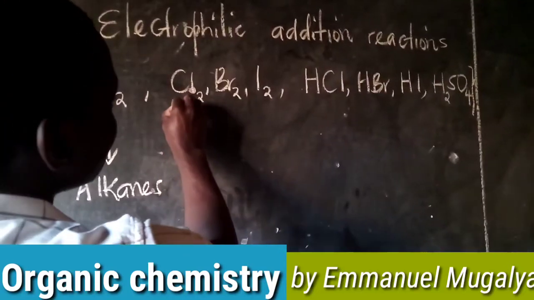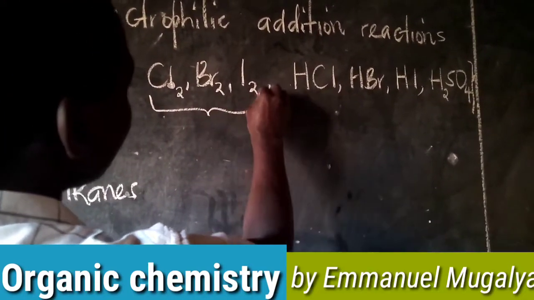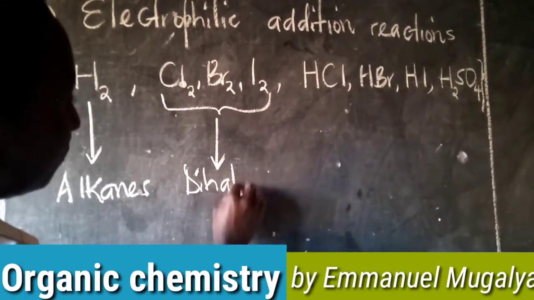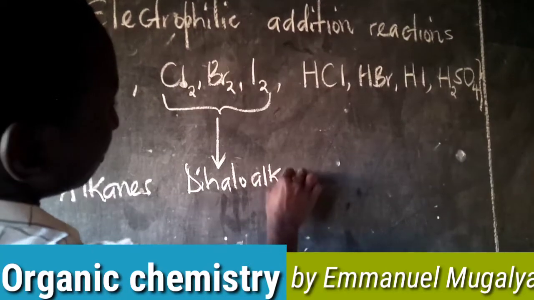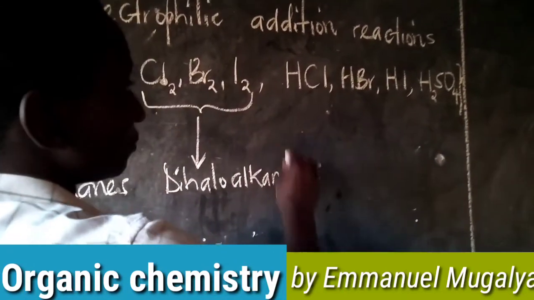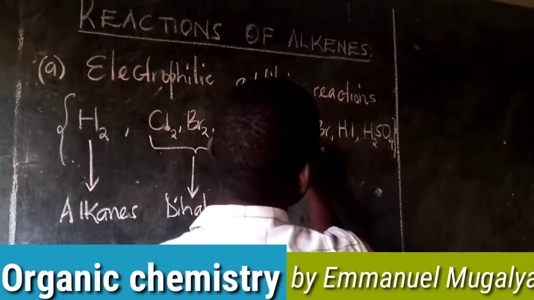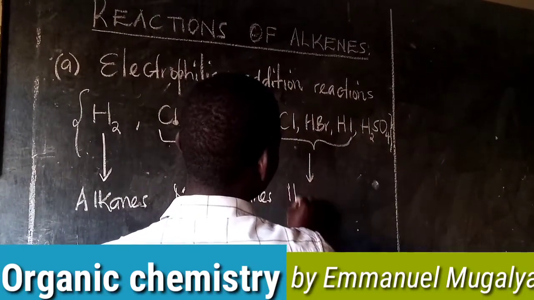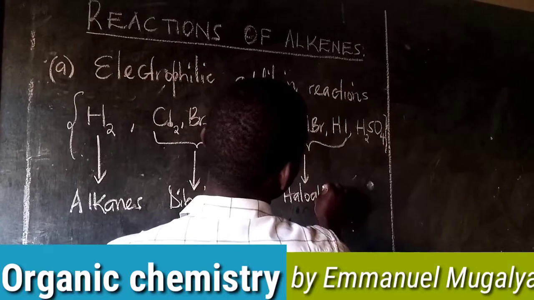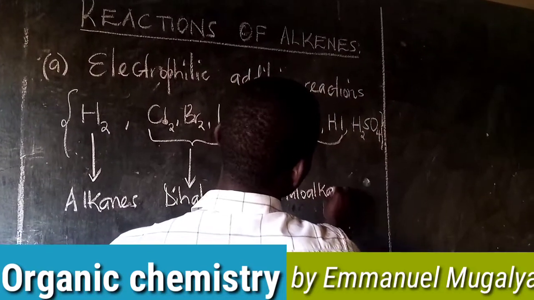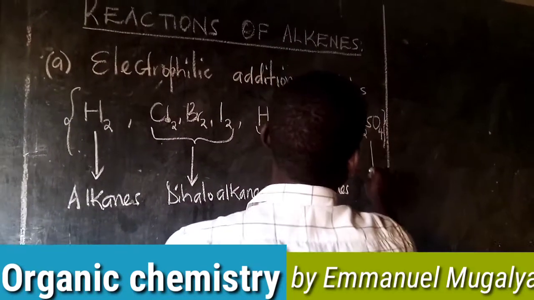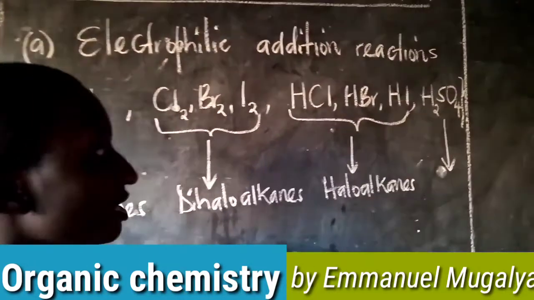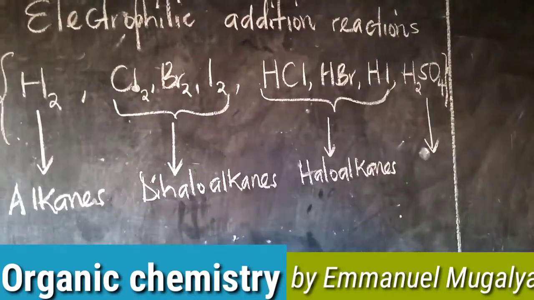Then we shall come to see addition of halogens, to give us the dihaloalkanes. Then we shall see the addition of hydrogen halides to give us haloalkanes. And lastly, we shall see the addition of concentrated sulfuric acid, which gives us the alkyl hydrogen sulfate.